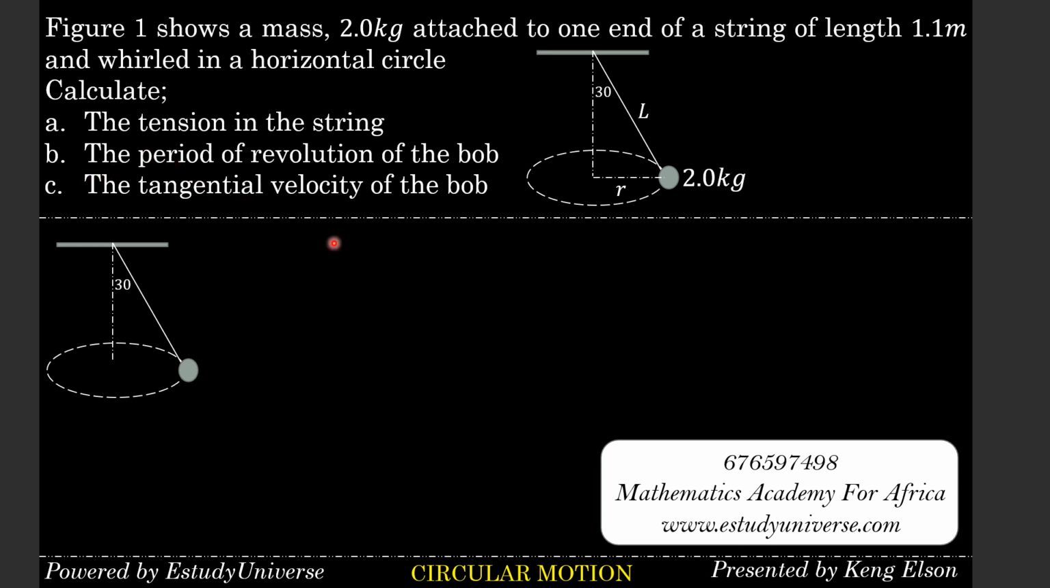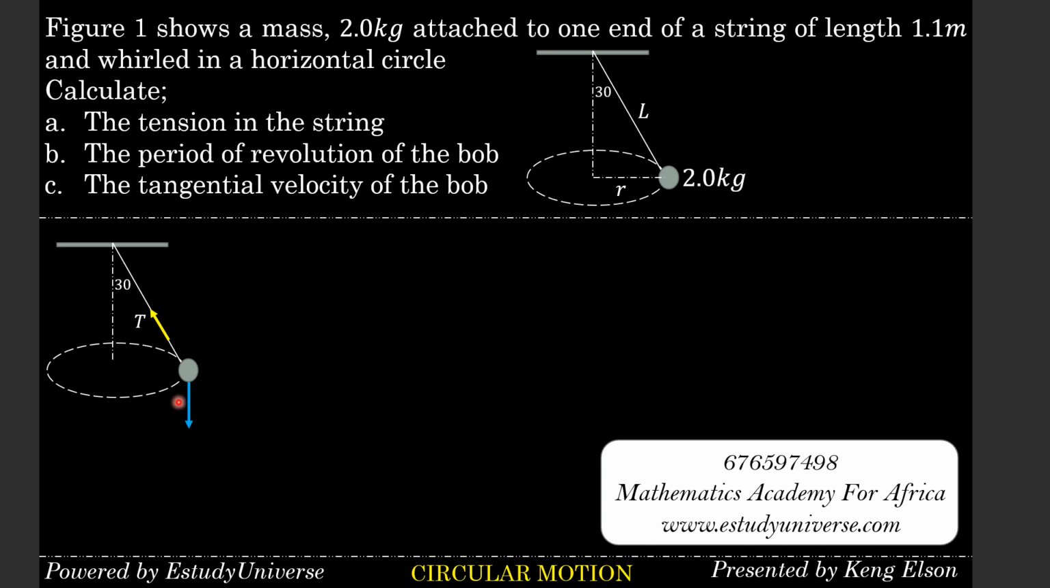To get the tension in the string, we are going to resolve the forces that are acting on this mass in both vertical and horizontal directions. We first of all have the tension acting on the string. We can call that tension T. But since this tension is acting at an angle with the vertical, it means that the tension has components in the vertical and in the horizontal direction.